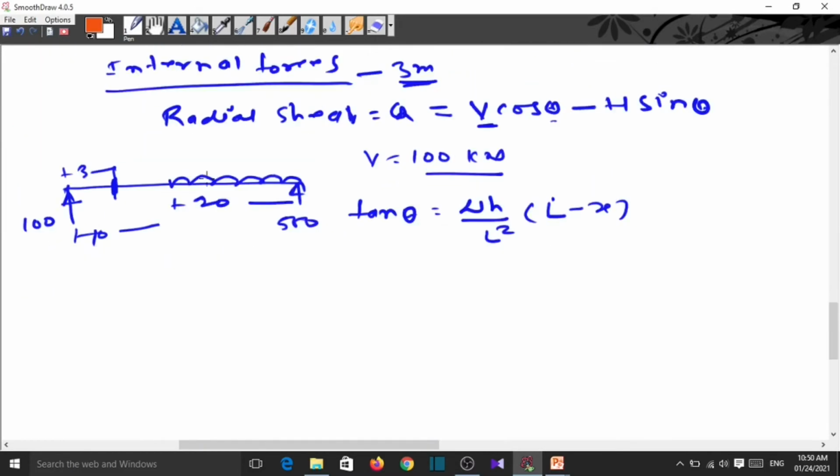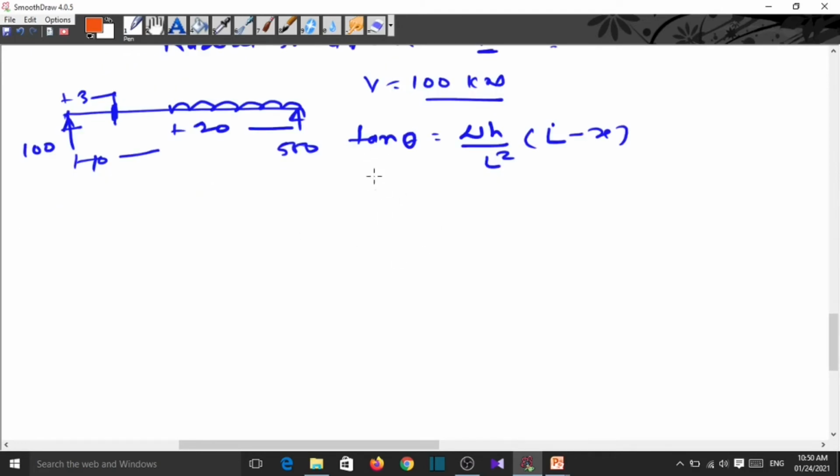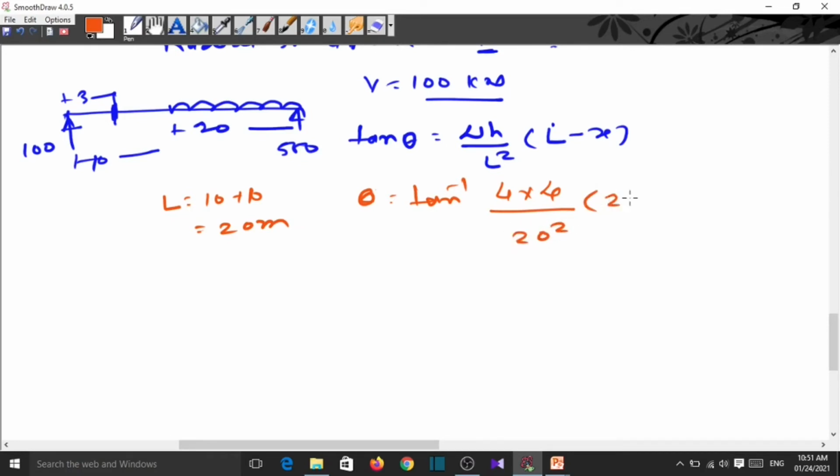So here we can say that theta is equal to tan inverse of 4h divided by L1. This L is equal to 10 plus 10, that is 20 meters. So divided by 20 square into 20 minus the 3. So we got here theta is equal to 29.24.